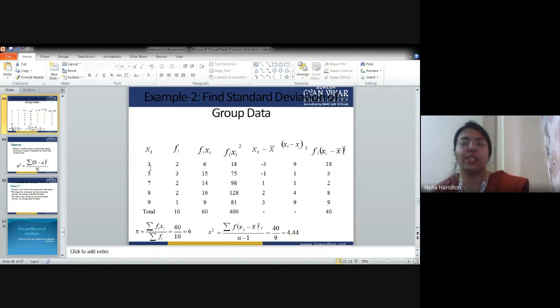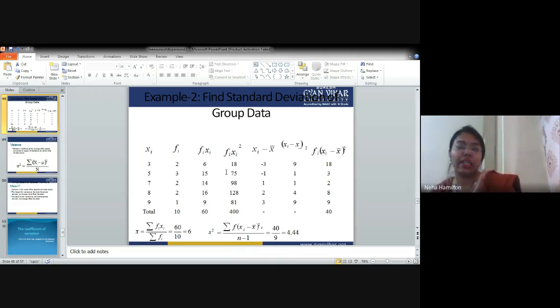How are we calculating fx? 3 multiplied by 2. 5 multiplied by 3, 15. 7 multiplied by 2, 14. 8 multiplied by 2, 16, and 9 ones are 9. Right? So this is how we are doing it. Then simply we are squaring it. Very simple, right? Then we are doing xi minus x bar, right?